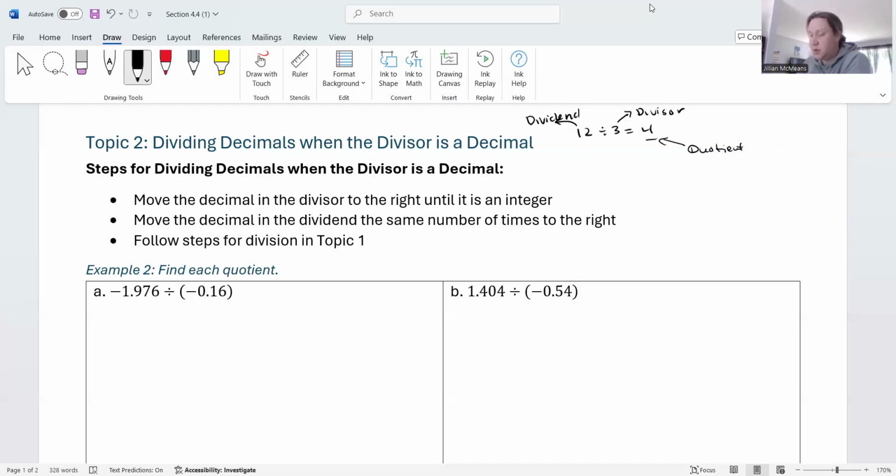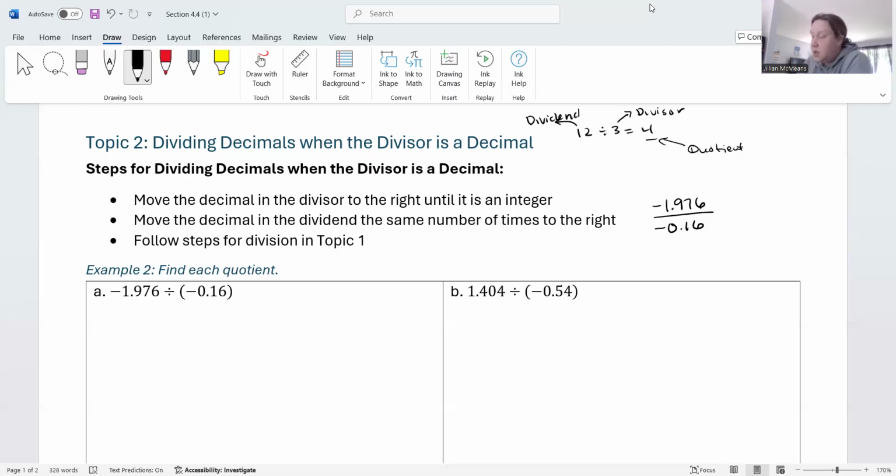And I'm going to do the side work up here beside the steps. So for example 2, it says find each quotient. And I have negative 1.976 divided by negative 0.16. So let's think of that kind of in fraction form. Okay? So if I have negative 1.976 divided by negative 0.16, I could write it like this in fraction form. And what we're being told is convert your divisor to an integer.